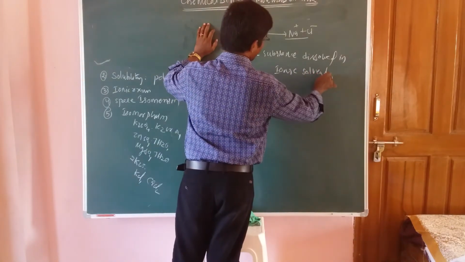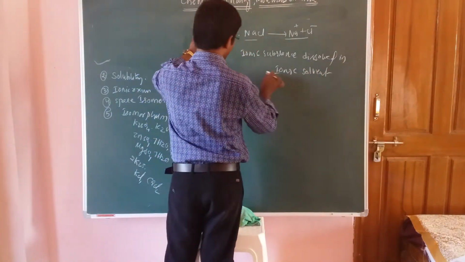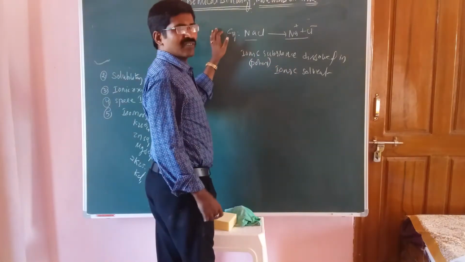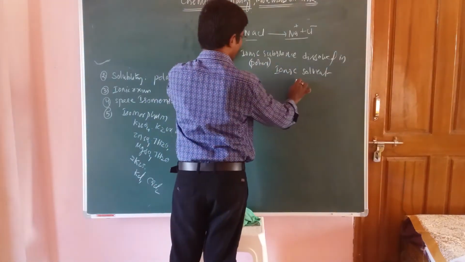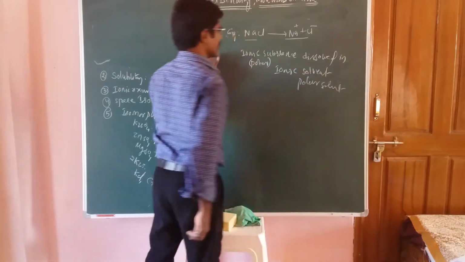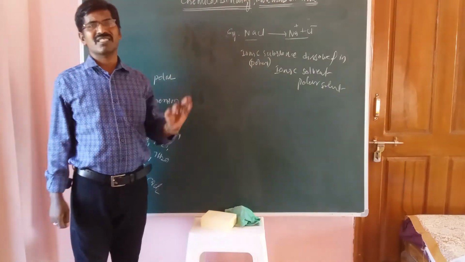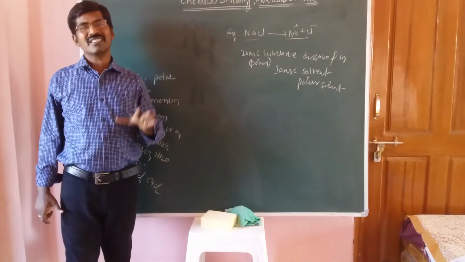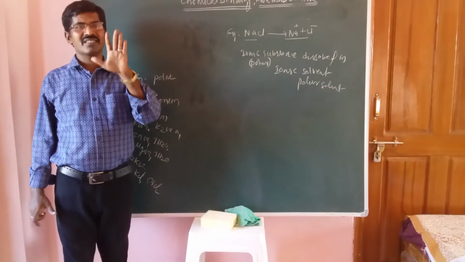Okay students, ionic solvent. And these are also known as polar substances. Ionic substances means polar substances. Ionic solvent means the polar solvent. Polar substances are dissolved in polar solvents. Ionic substances are dissolved in ionic solvents.